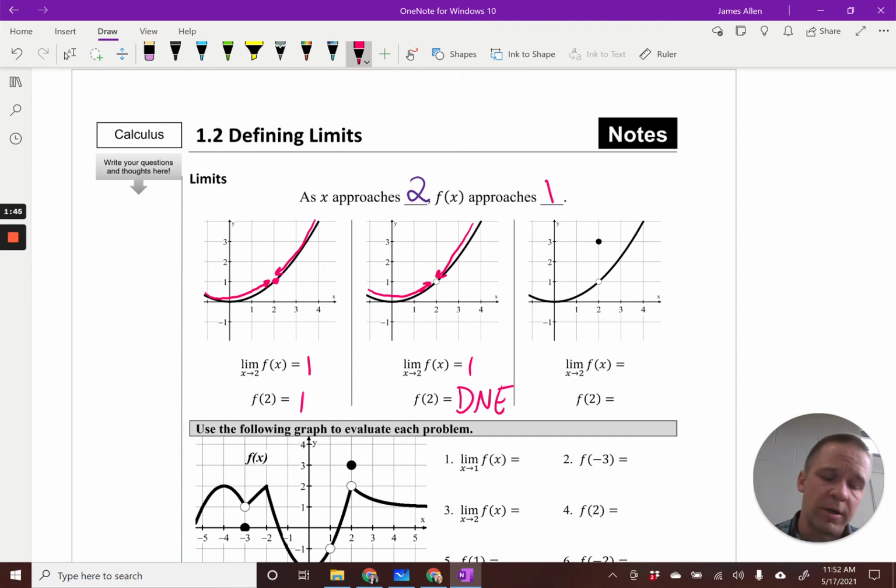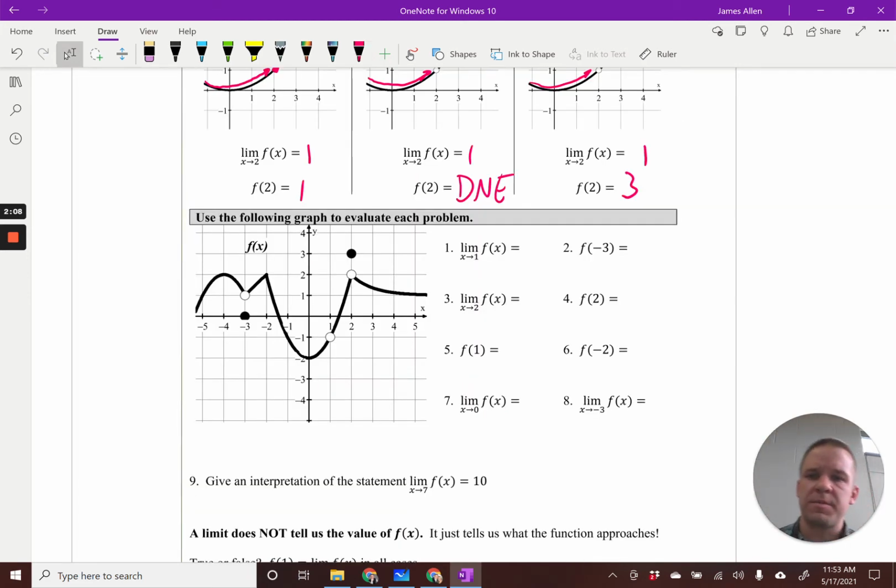Now, the last one here, the limit as x approaches 2 of f of x. Again, I'm approaching the same thing from the left and the right. It's 1. But f of 2, the function evaluated at x equals 2, is actually 3. Do we see that point up top here? There it is. So f of 2 is 3, but the limit as x approaches 2 is 1.